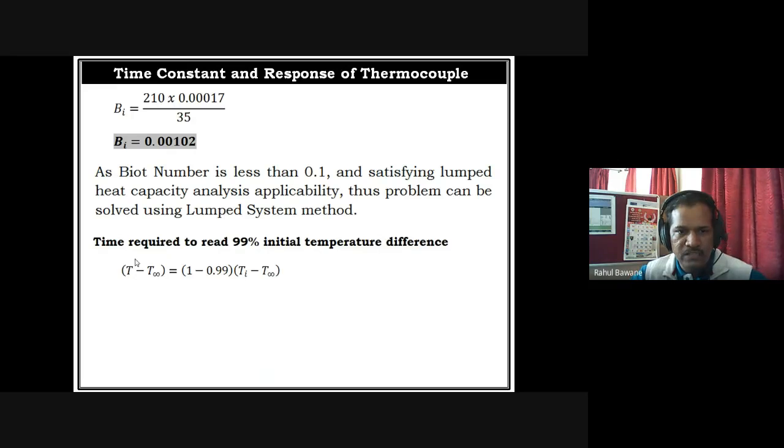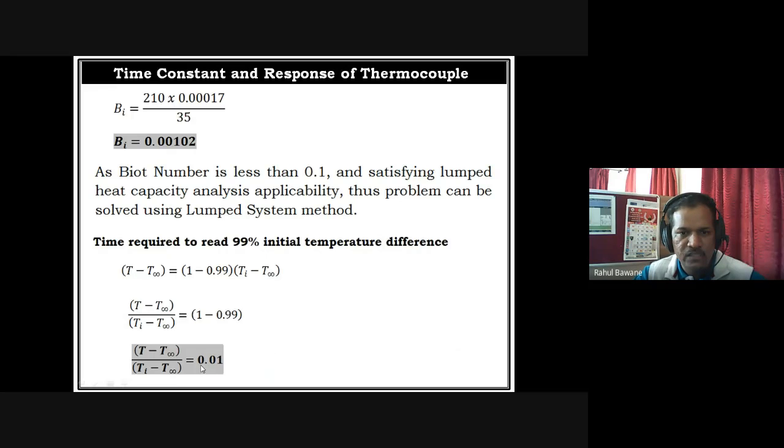So we have this relation: T minus T infinity is 99%. That means it must reach 1 minus 0.99 of the initial temperature difference. So rearranging, T minus T infinity divided by Ti minus T infinity will be 1 minus 0.99. So it comes to 0.01. Remember, T minus T infinity upon Ti minus T infinity has a value of 0.01.